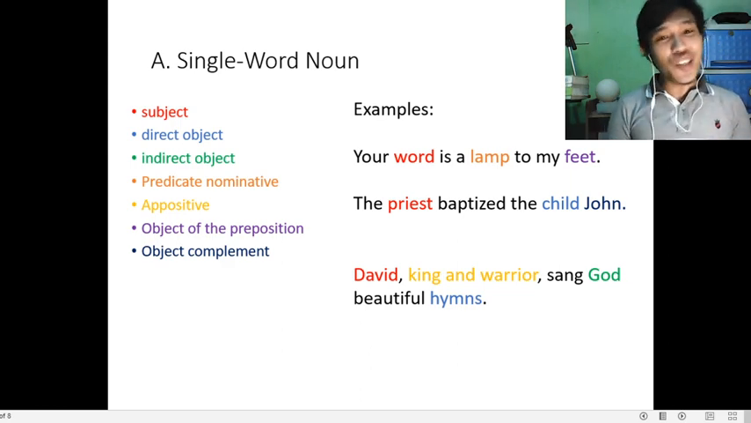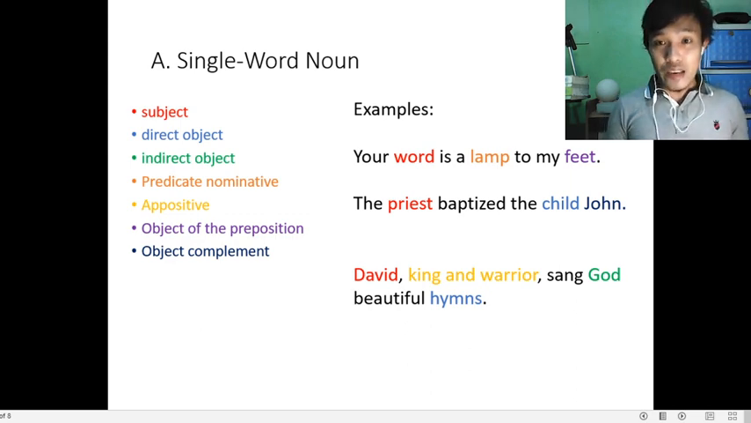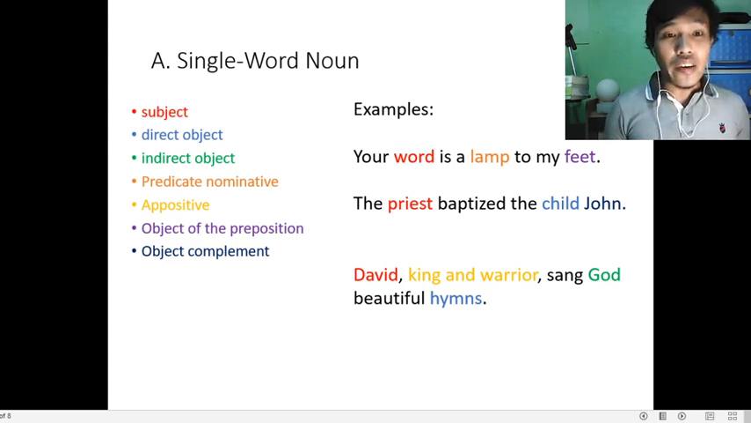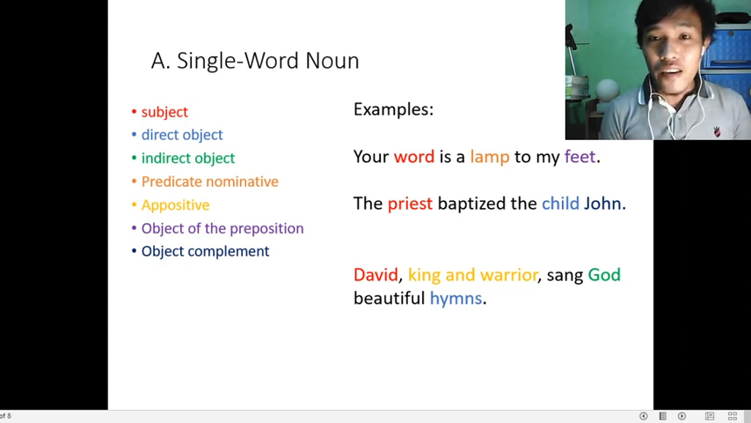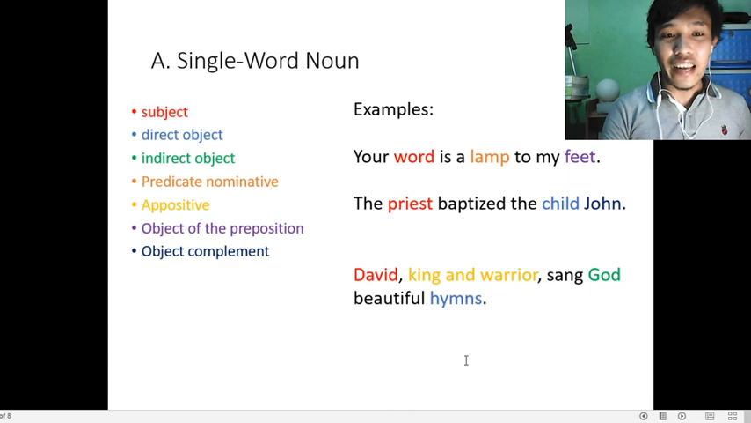Look at sentence number 1 now and try to look for the predicate nominative there. Our sentence number 1: "Your word is a lamp to my feet." So where is our predicate nominative there? Lamp, because it's after the linking verb "is." Okay, well done. All right, so let's proceed.